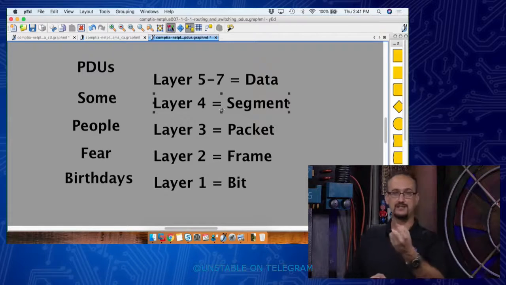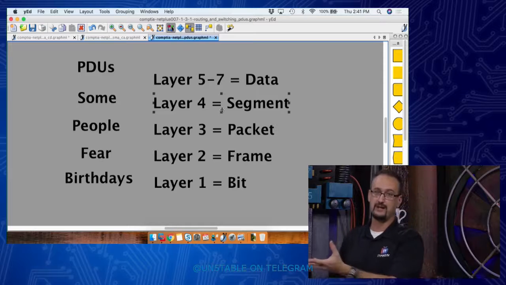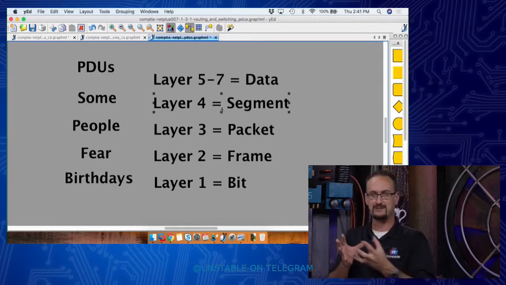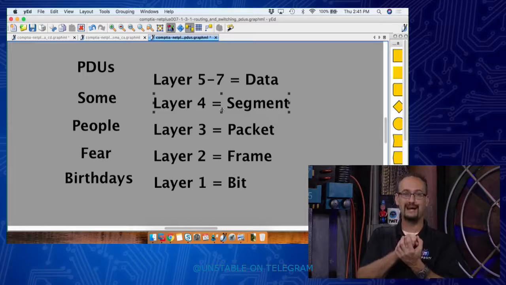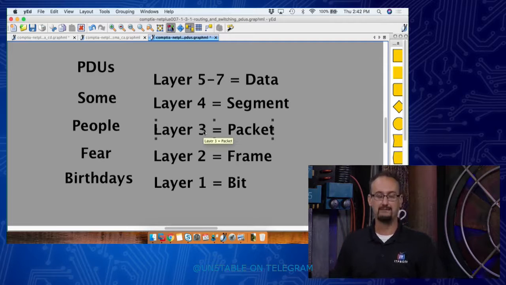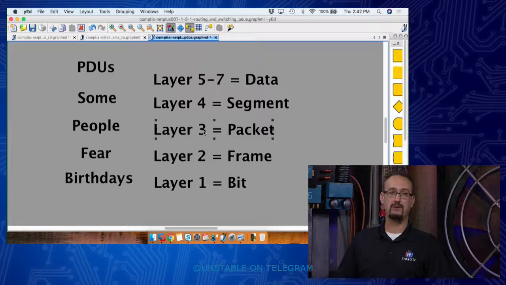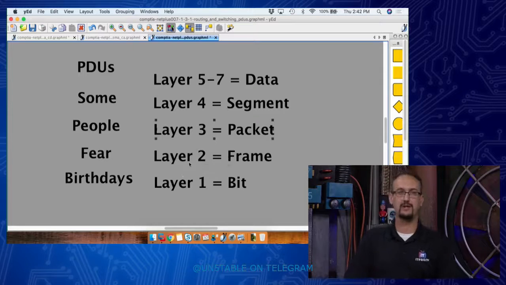Now, when it's finished its job and needs the services of the network layer, it takes its service data unit and sends all of that encapsulated information down to the next layer. The next layer wraps it in a packet, and that's layer 3. The network layer's PDU is a packet. Then we get down to the data link layer, where our switches operate, and the data link layer encapsulates everything in a frame. That's its protocol data unit.